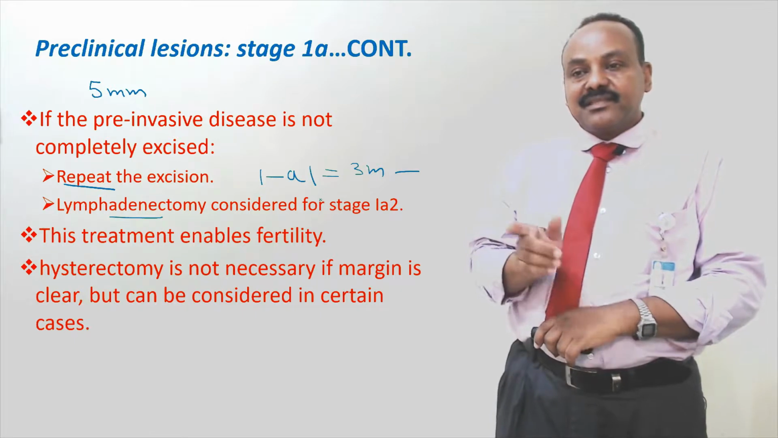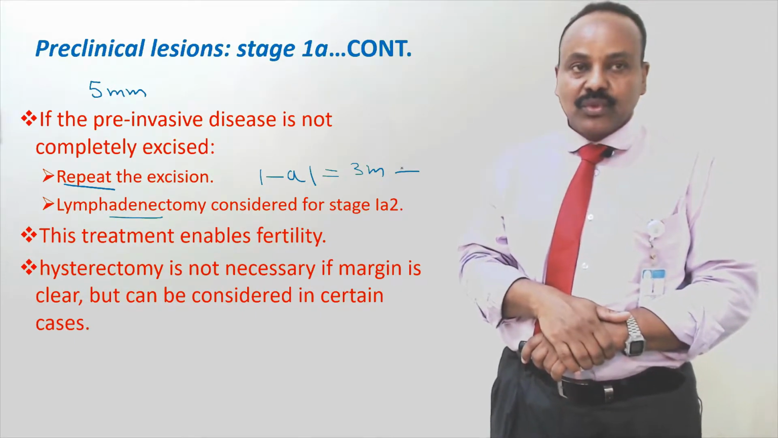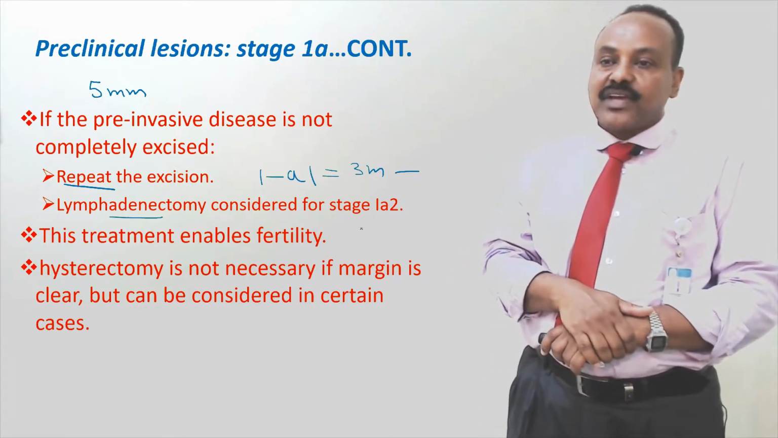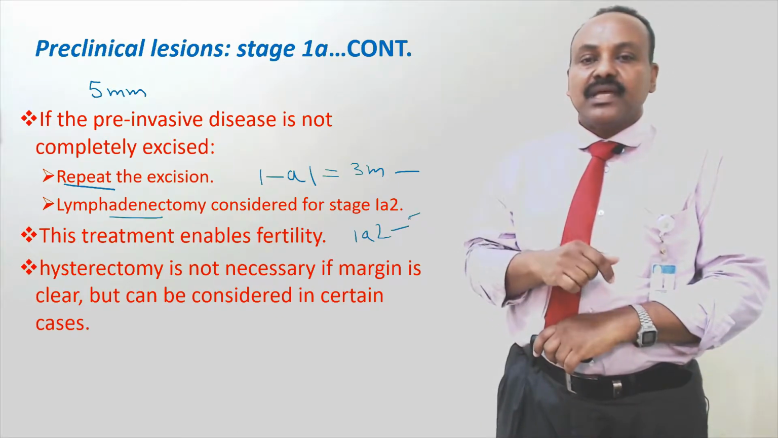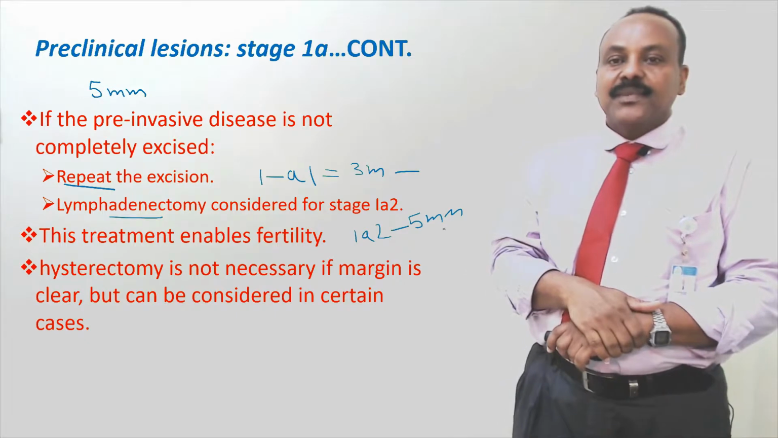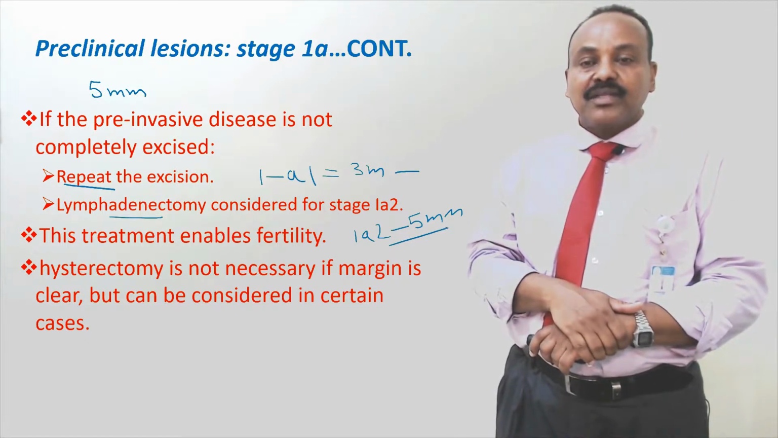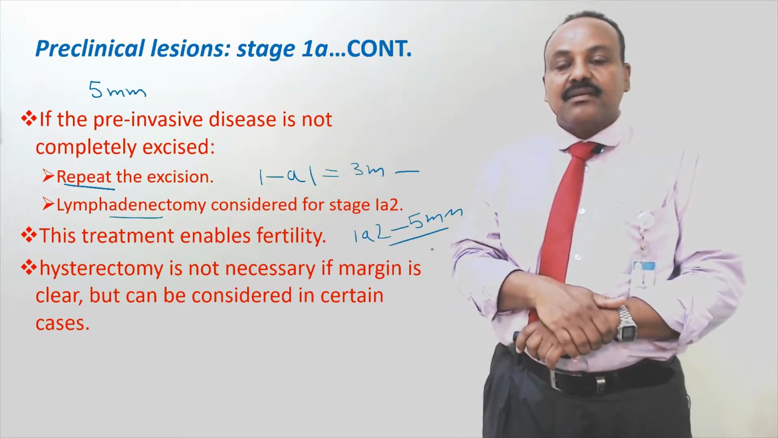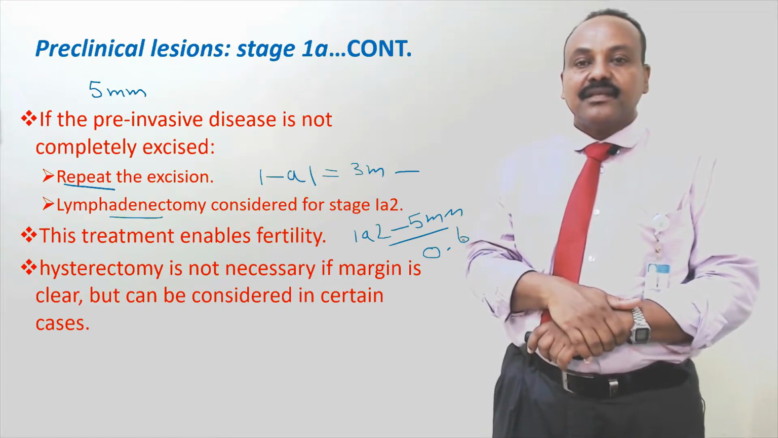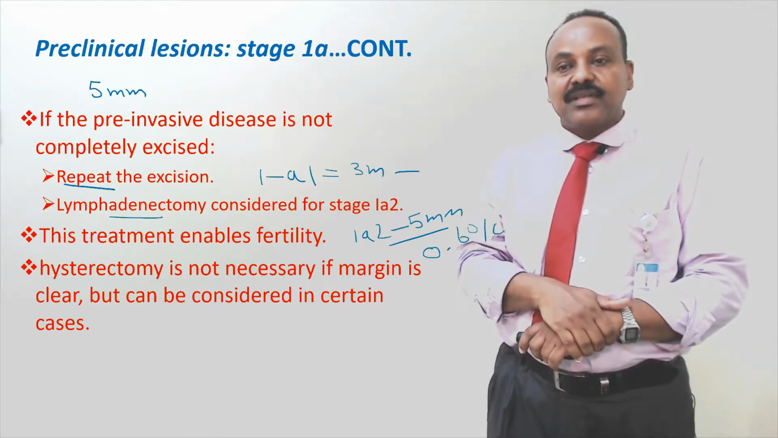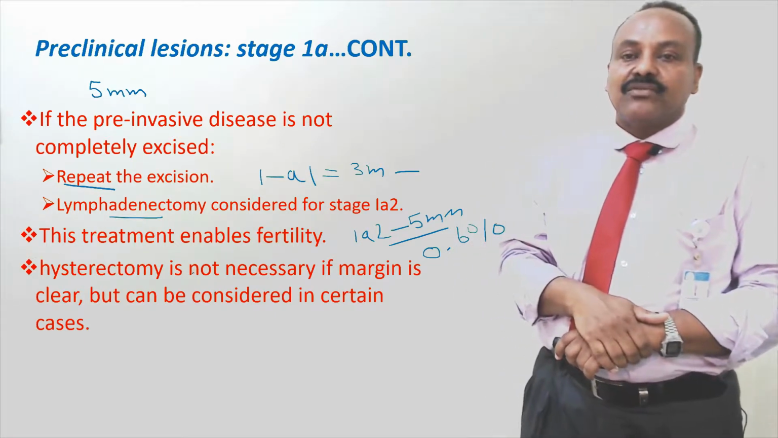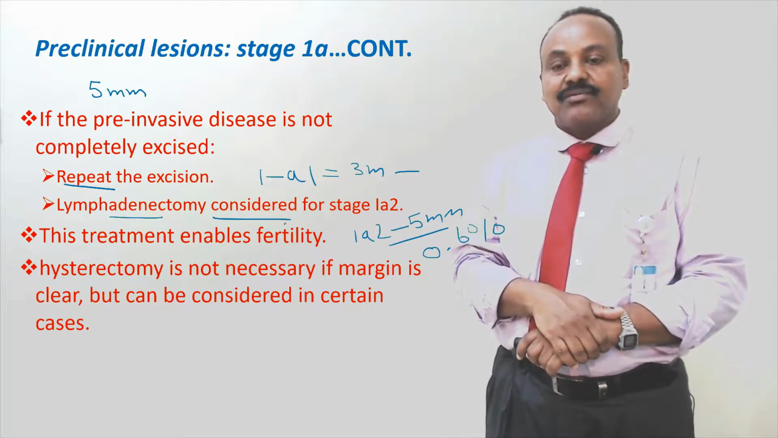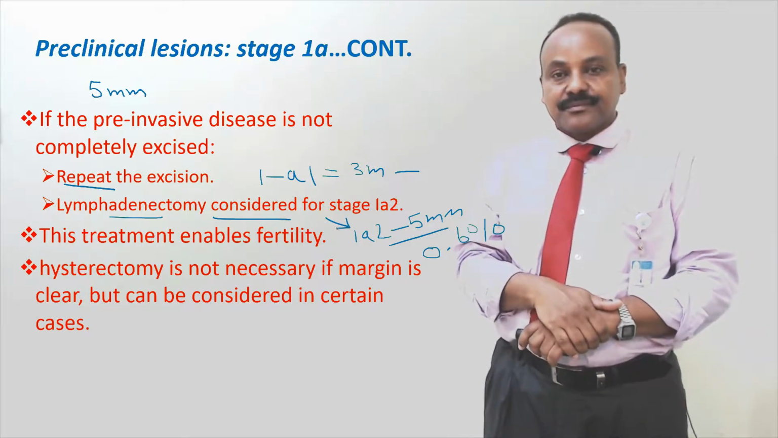But in stage 1A2, the depth of the lesion is up to 5 millimeters. And as you saw in that table, there is a chance of involvement of the pelvic lymph nodes, and so we need to consider lymphadenectomy for good progress and good prognosis.